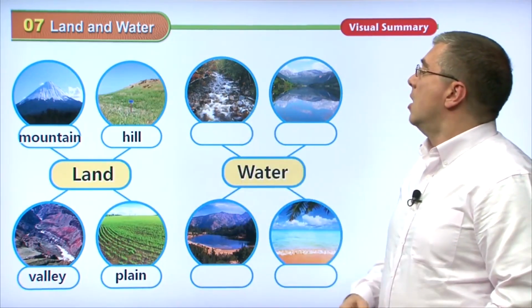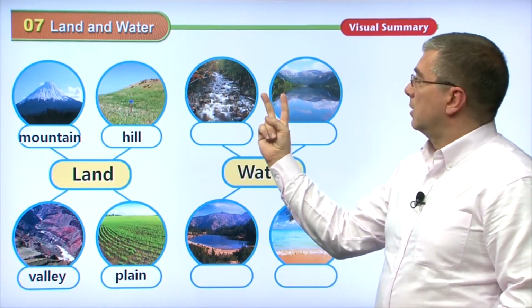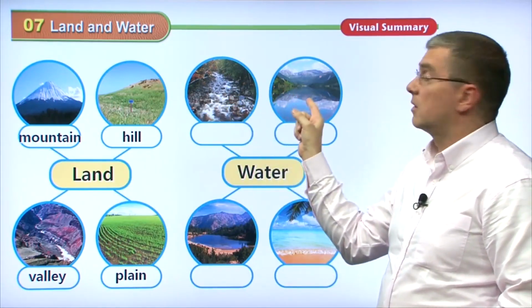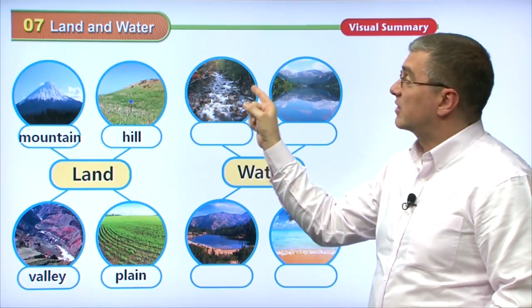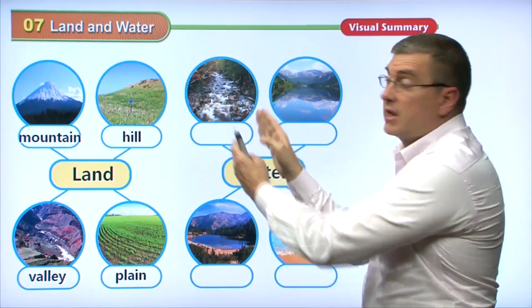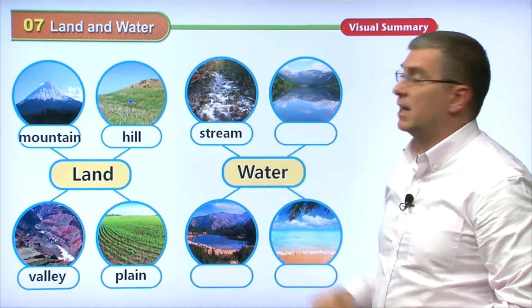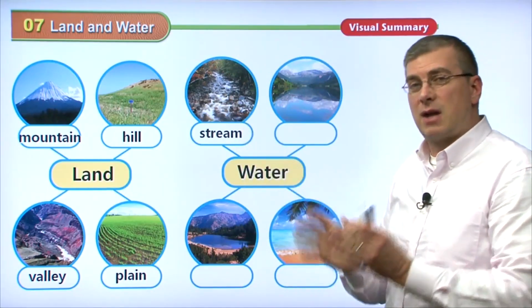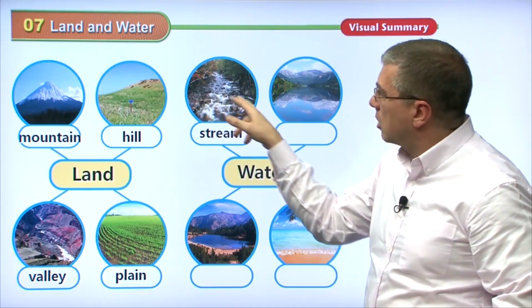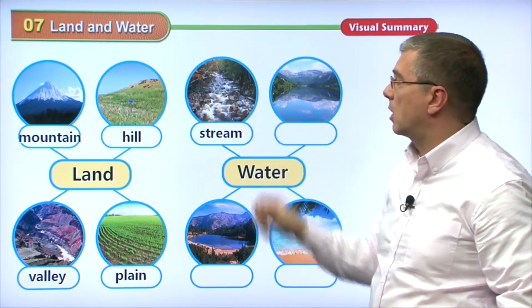What do we have here? We have two pictures of moving water, right? This one is smaller, this one is larger. So when we have a small or narrow piece of moving water, we call that a stream, right? Because it's narrow, it's not very big. And we could usually walk across it, maybe step across it, or jump across it.